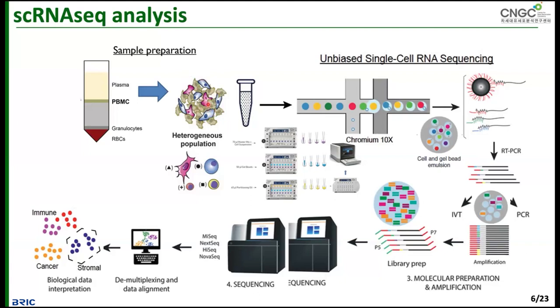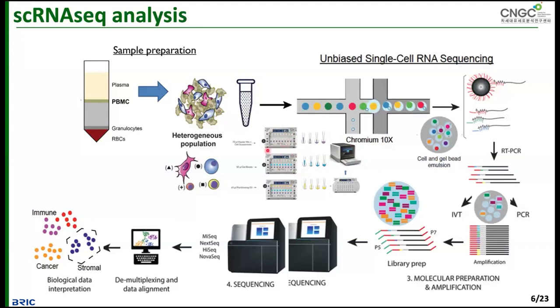And then we use the Chromium 10x Genomics. This is a kind of instrument. This instrument will be helpful to separate these cells in a very short time, and this will be very good for single cell RNA sequencing analysis. The Chromium 10x Genomics machine will be helpful. How does it work? For example, this is the 96 well plate concept.